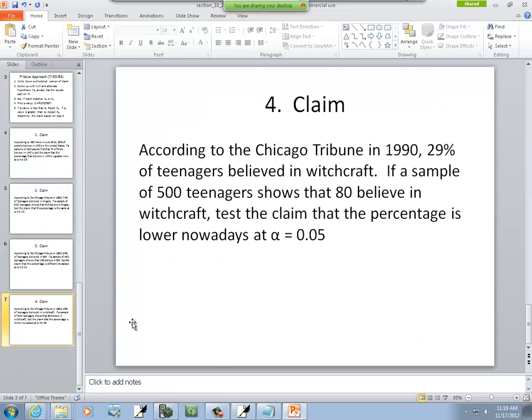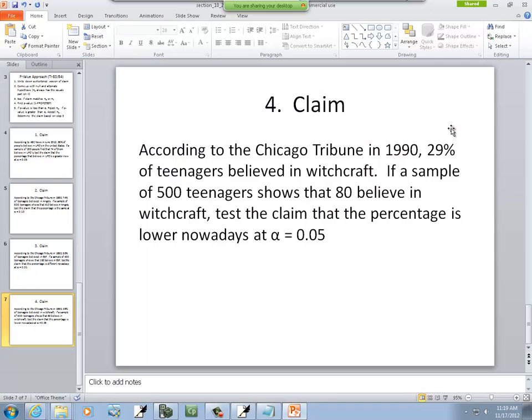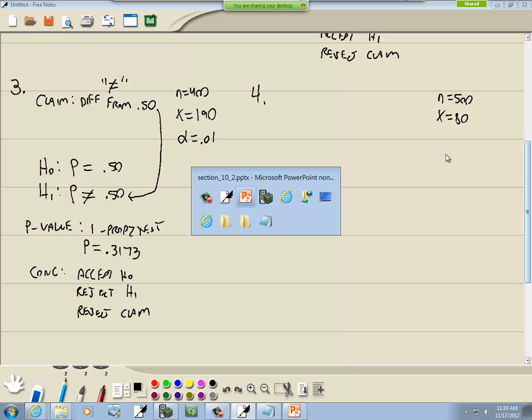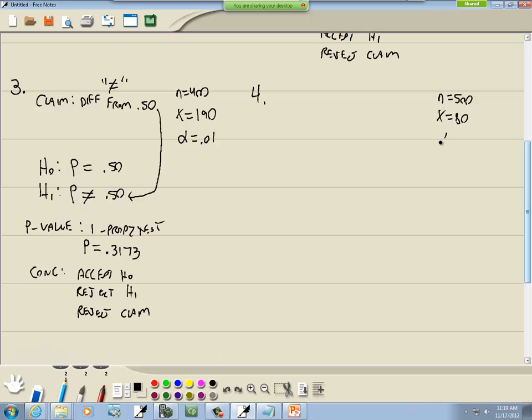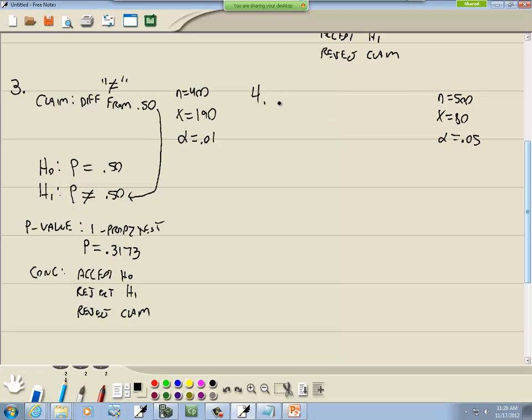Okay, let's look at our last example. According to the Chicago Tribune in 1990, 29% of teenagers believe in witchcraft. If a sample of 500 teenagers showed 80 believe in witchcraft, so that's our n and our x, and alpha is 5%. Let me go ahead and write that down. It says test the claim the percentage is lower nowadays, so lower than 29%.